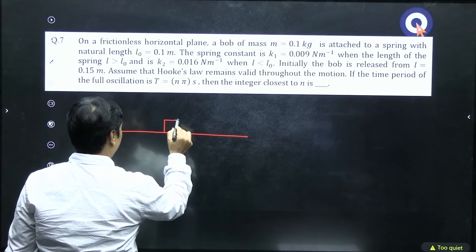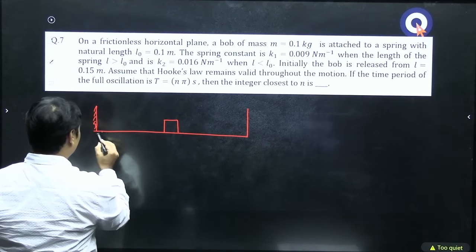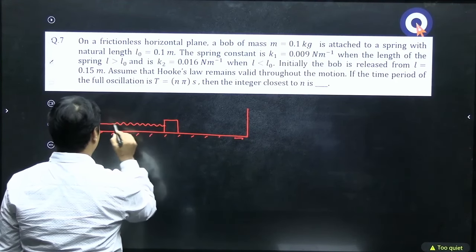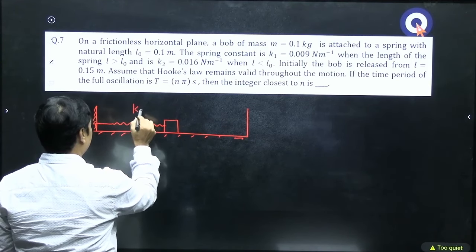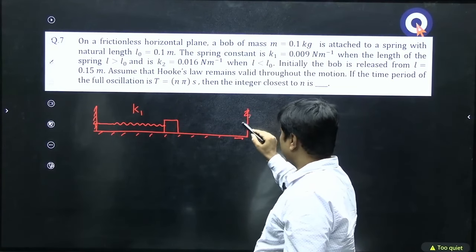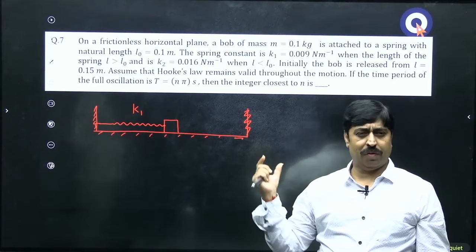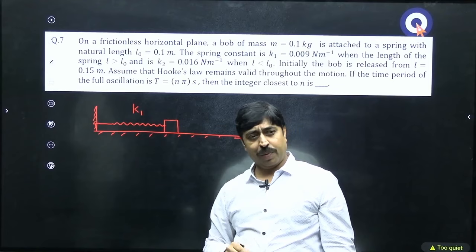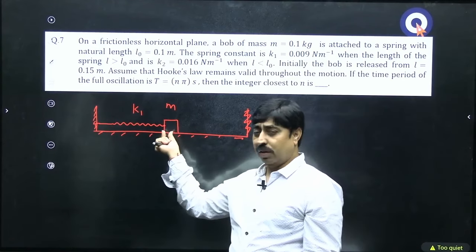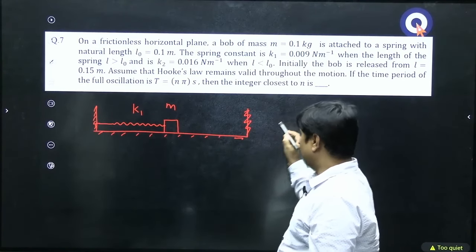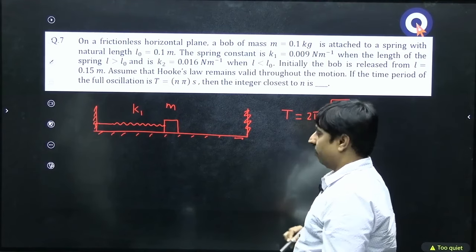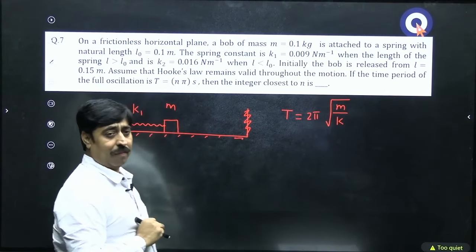Suppose there is a block, it rests on a smooth surface and it is connected by a spring of force constant K. Forget this wall, it is not there. All of you know how to write this time period. All of you know that this block will oscillate about its equilibrium position, and the resulting time period of oscillation is 2 pi under root m upon K. Right? All of you know this.